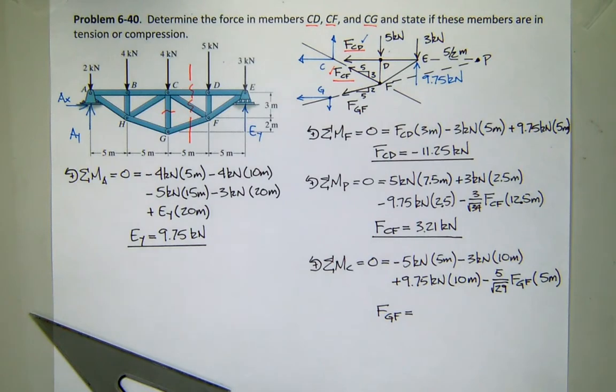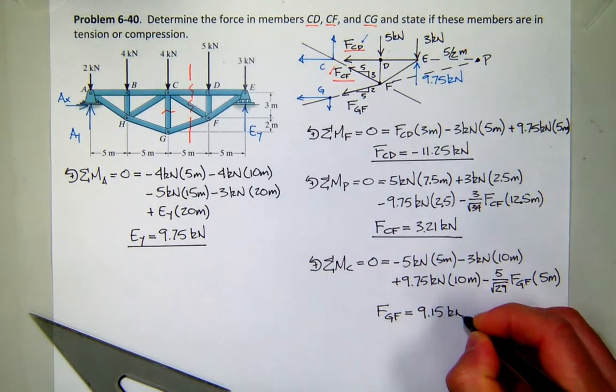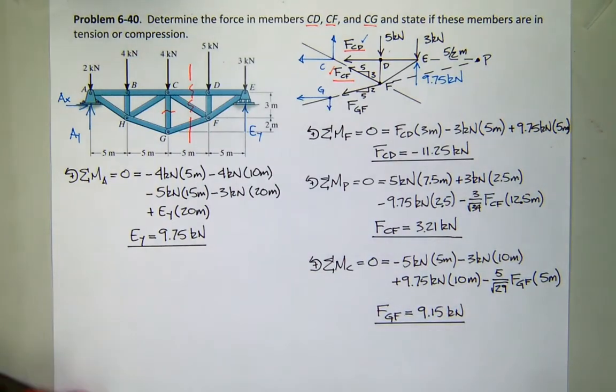I got 9.15. Anybody else get 9.15? Should be tension. Should be positive. I got 9.15. That makes me feel good. I haven't forgotten how to use my calculator. Hopefully that's right.